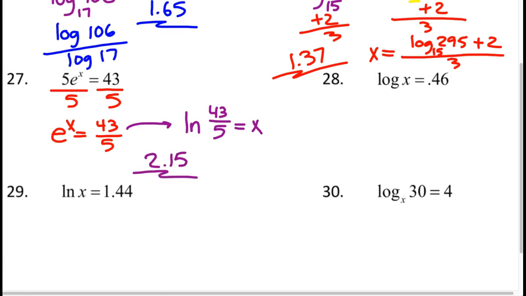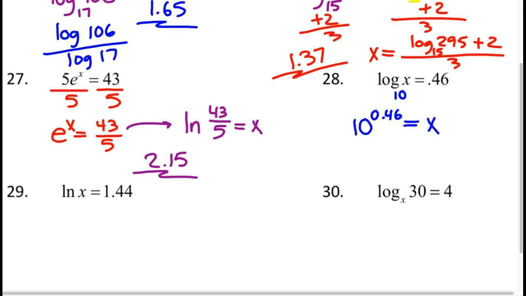Okay, number 28, what's the base when the base is missing? You're going to say it's 10. So write that in there. Change this to exponent form. If I don't know what to do, change forms. Oh, I change forms and look what happens. 10 to the 0.46 power equals x.